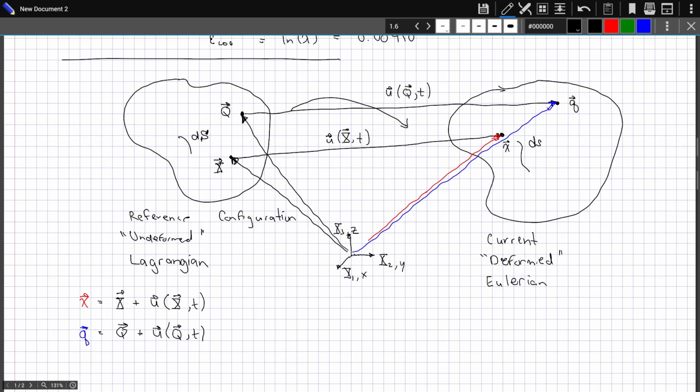So remember what I said, that we're interested in tracking line segments, right? Well, can anybody identify from the labels I've written on these two configurations what a line segment is in the reference configuration?